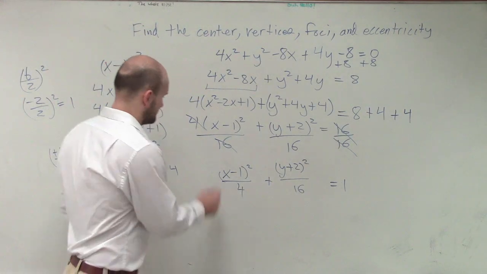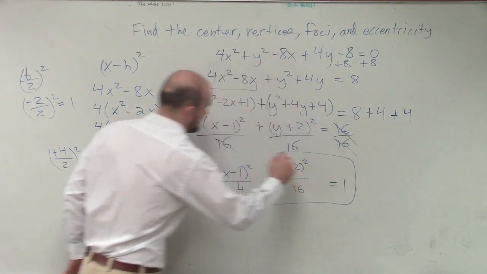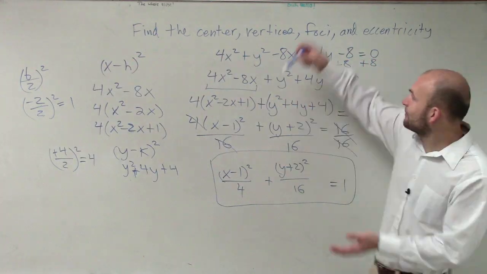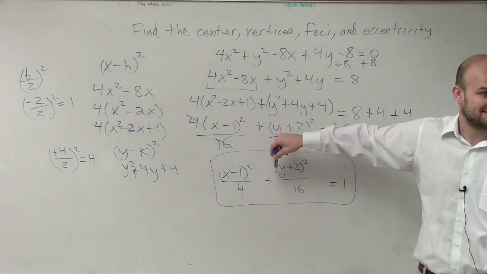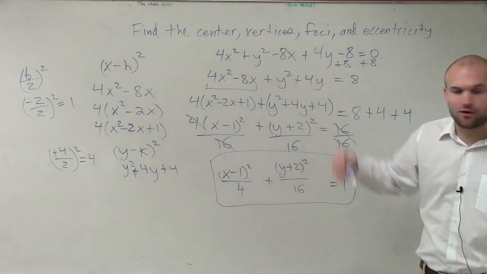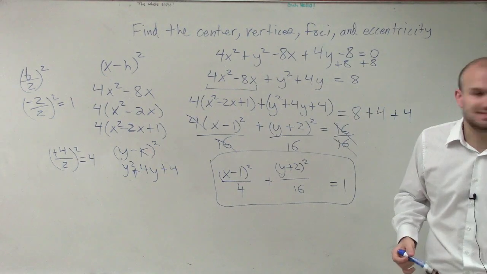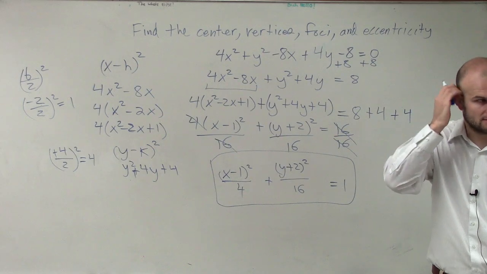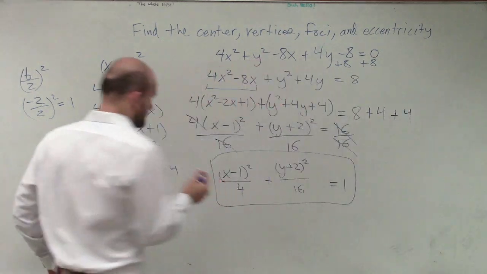Okay, so almost there. All right, so now, ladies and gentlemen, we have it. So we went from this to this, right? Now, since it's in this form, they said find the center. Can we easily find the center? The center is? Negative 1, 2.